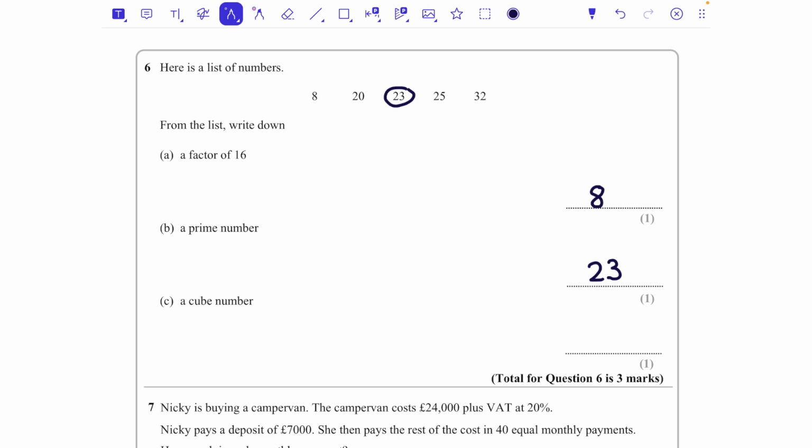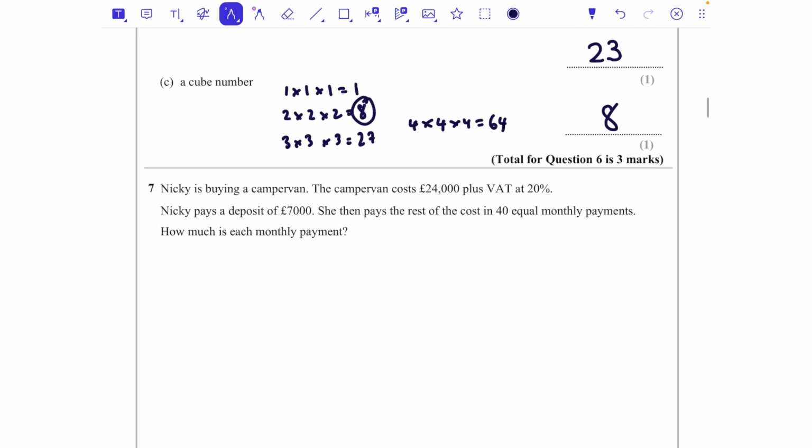And for part C, a cube number. Now a cube number, 1 times 1 times 1 is 1. 2 times 2 times 2 is 8. 3 times 3 times 3 is 27. And just so we do the first few, 4 times 4 times 4 is 64. So in terms of a cube number, we can see 8 is there. So 8 is our cube number that's in the list. There we go.